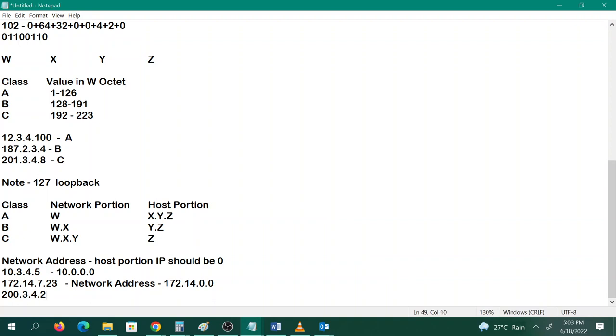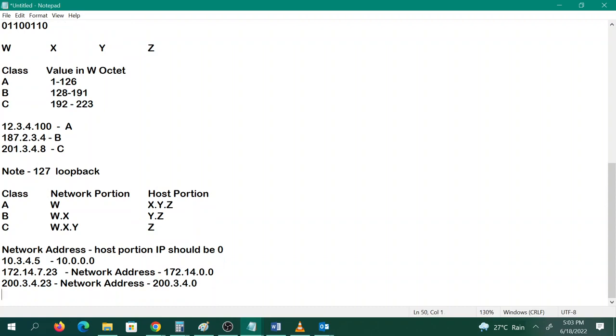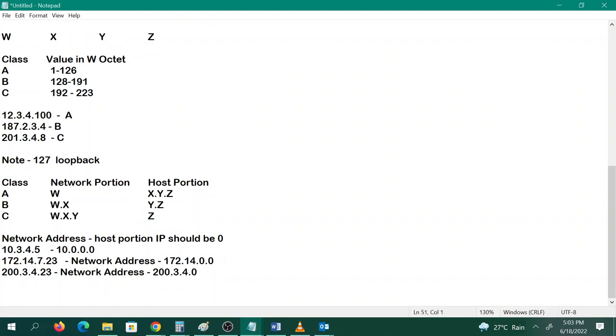Same way, if you take an example of class C, like 200.3.4.23, this is a class C IP, so the host portion will be the last octet. If you want to know the network address of this IP, it will be 200.3.4.0. So the network address is done.